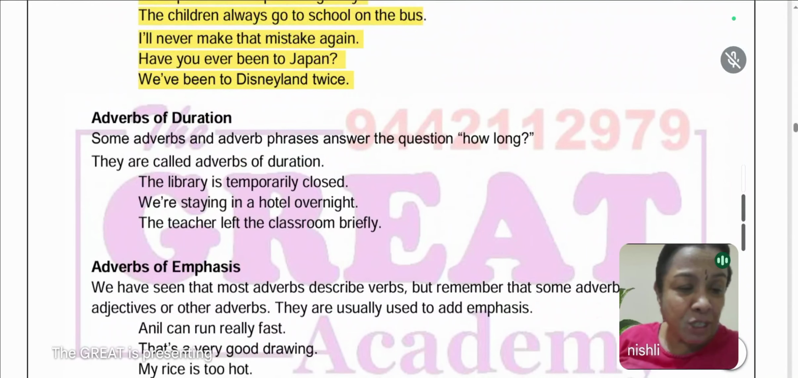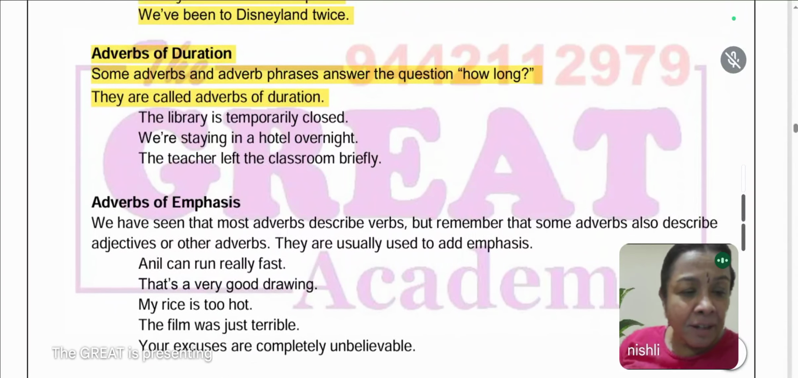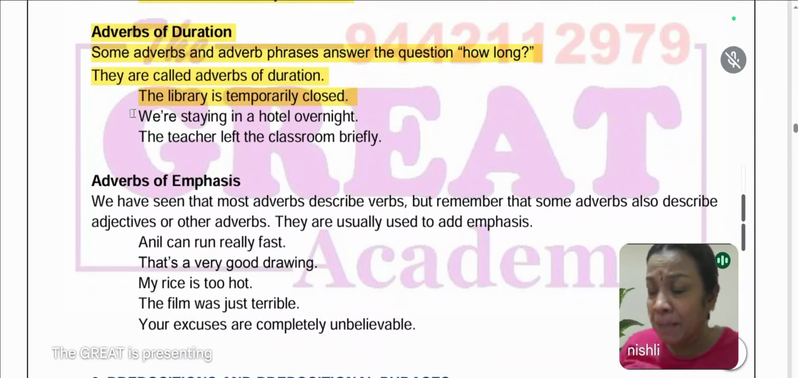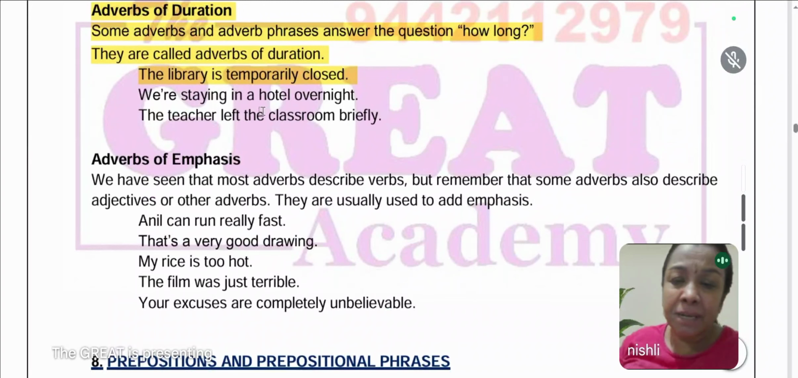Adverbs of duration. Some adverbs and adverb phrases answer the question how long. They are called adverbs of duration. The library is temporarily closed. So how long is it closed? Temporarily, for a short period. Temporary means for a short indefinite period. Permanent means always. So they are opposites, temporary and permanent.